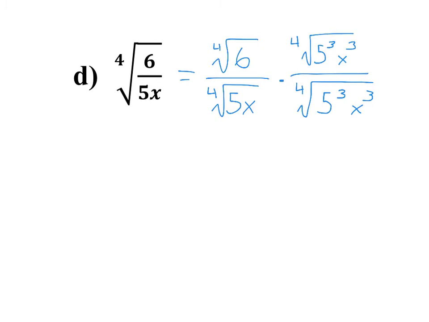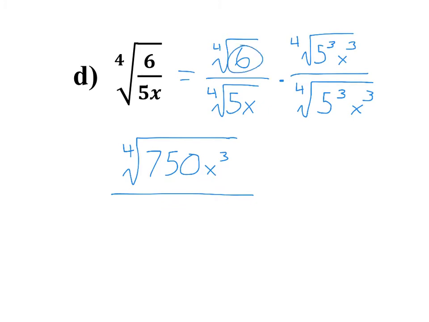So the numerator is going to become the 4th root of 6 times 125. That's 750. X to the 3rd. And we can't simplify that because where did 750 come from? 750 was a 2, a 3, and 3 5s. So we had a 2, a 3, and 5, 5, 5. We did not have 4 of anything, so we cannot simplify there.